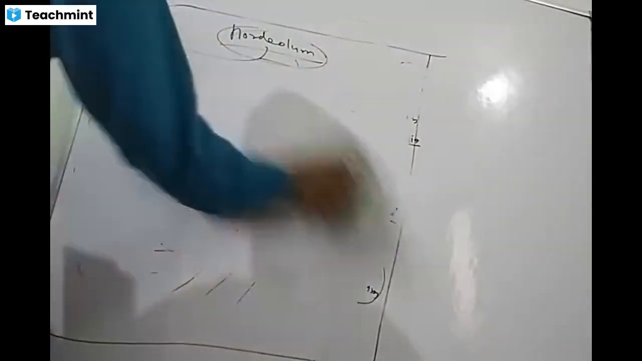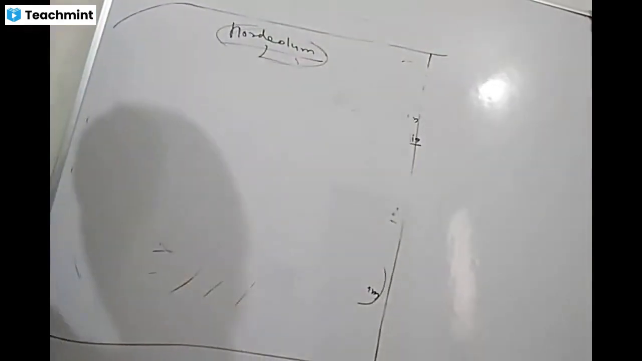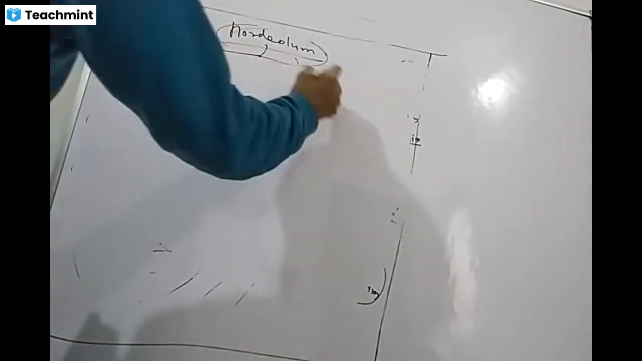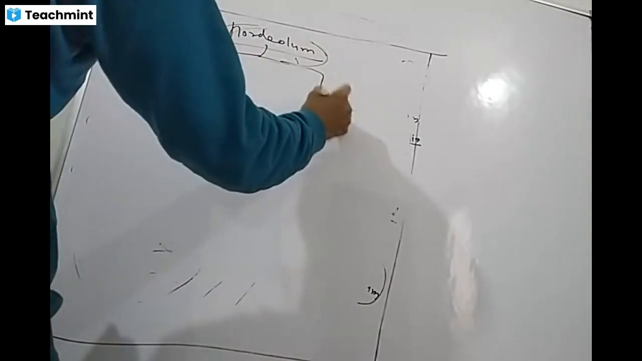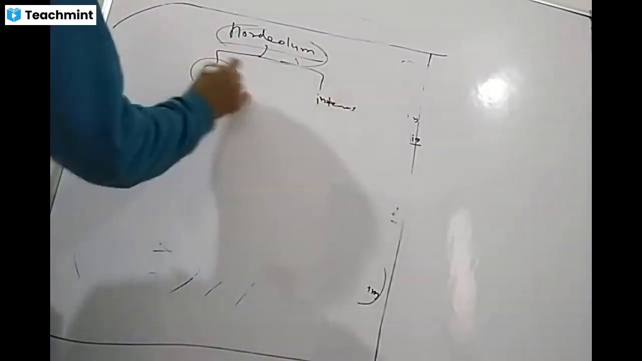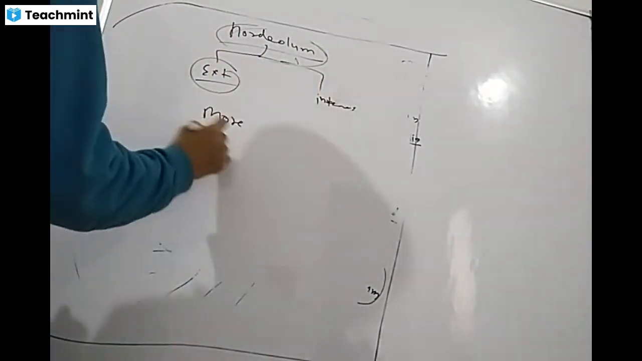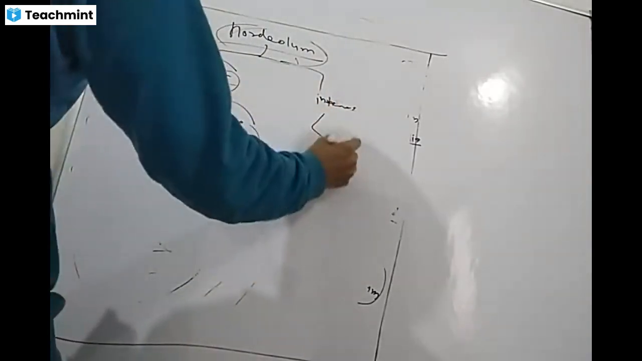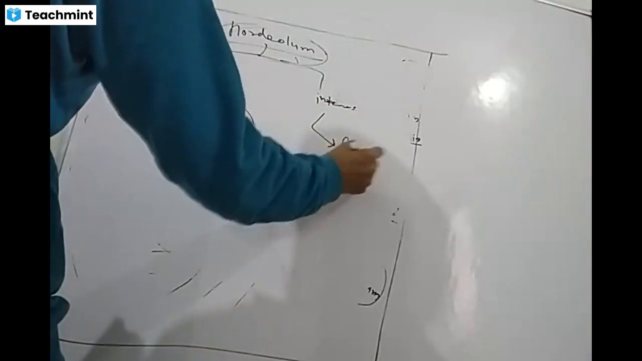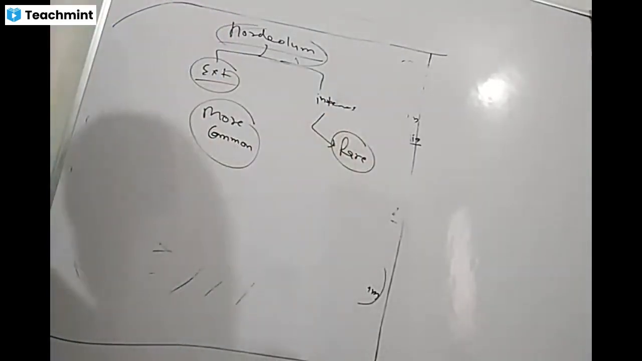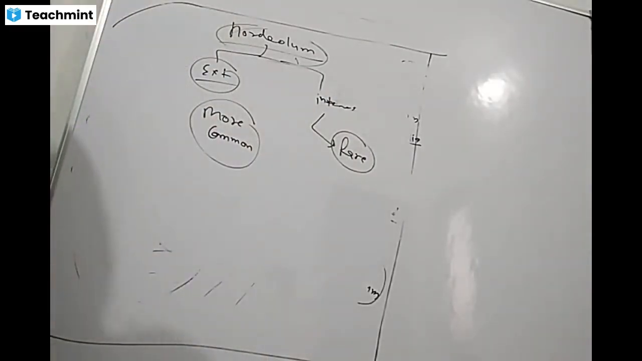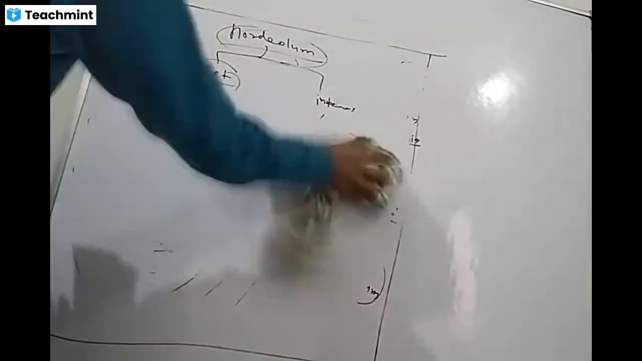Out of these, external or internal, external is more common. And internal hordeolum is the rare one. So the things which are external, which are outside, are more common as compared to the internal.